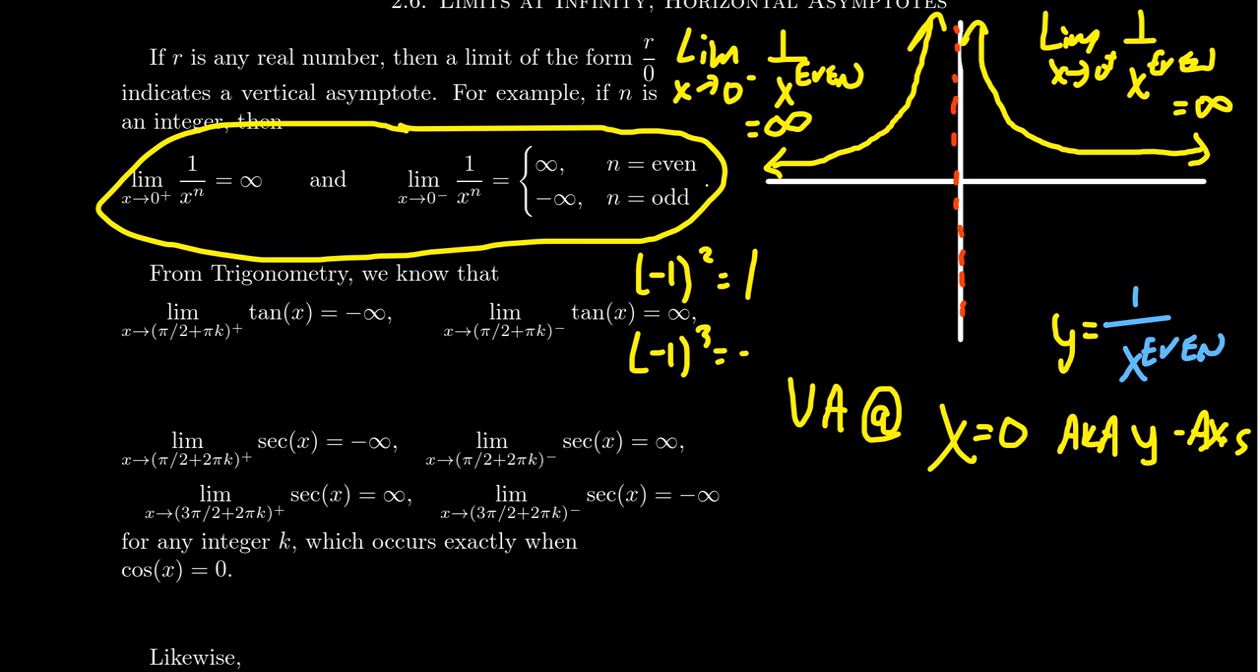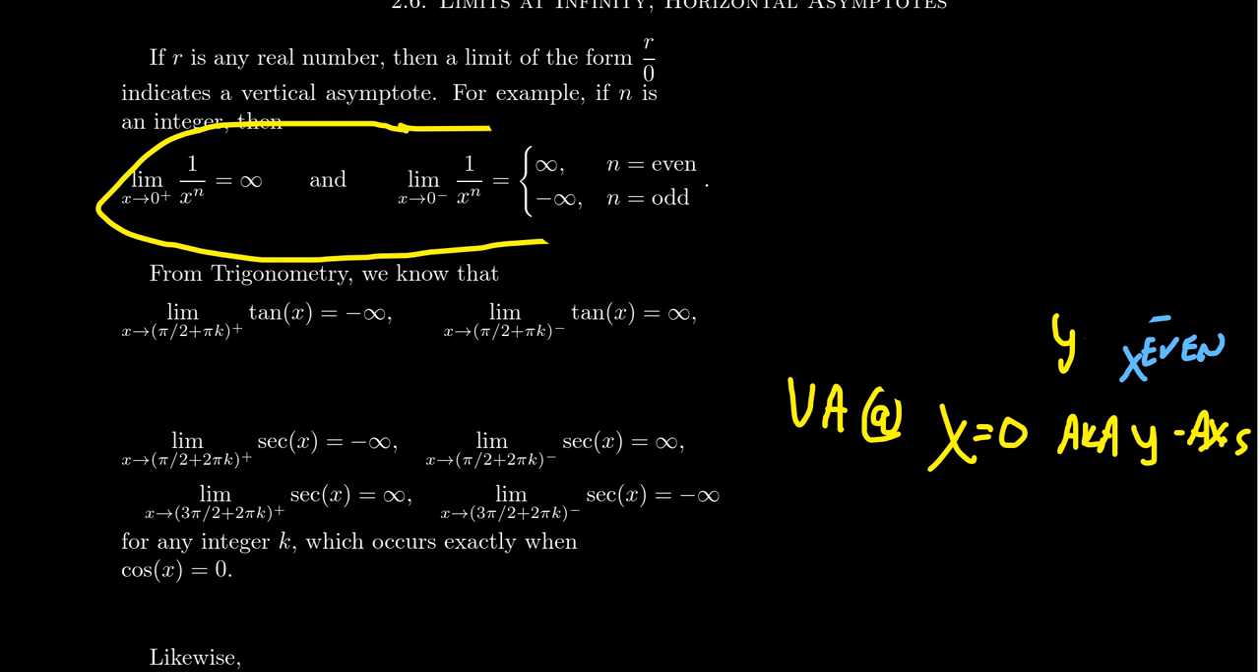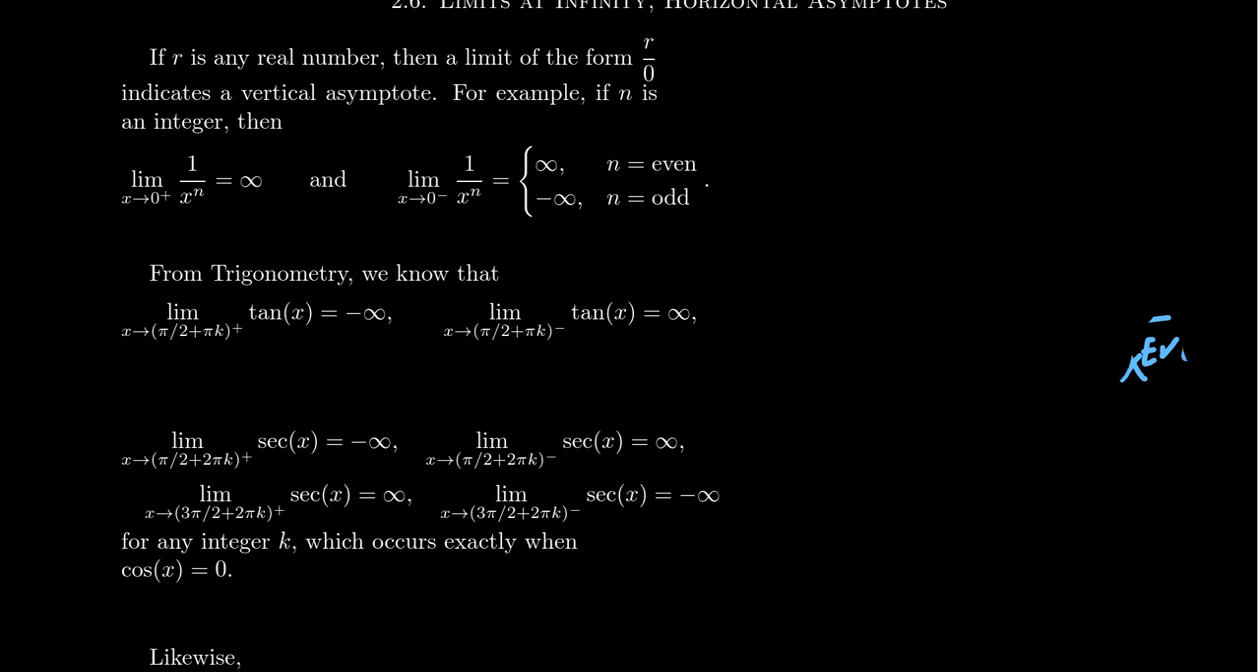So while you can memorize these statements, I think it's better to think about the graphs of these things. If you remember the graphs of these reciprocal functions, you can always reverse engineer these statements about limits as you're approaching the vertical asymptote of our function or not. And so this becomes even more true, I think, when we start talking about vertical asymptotes of trigonometric functions.